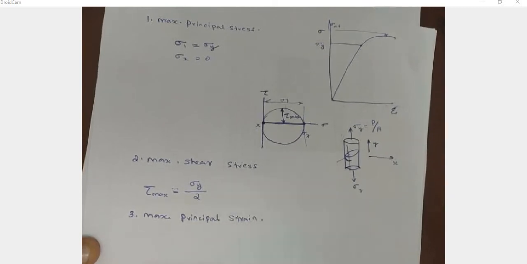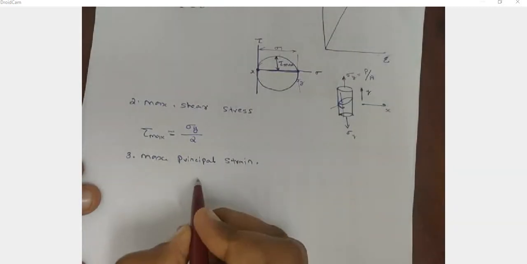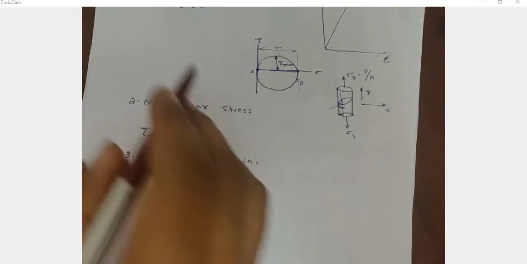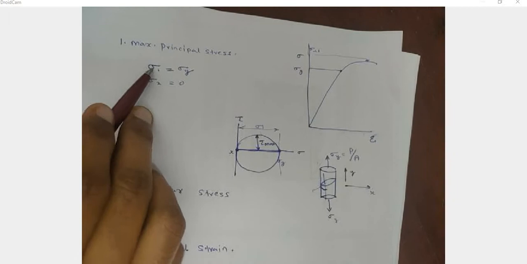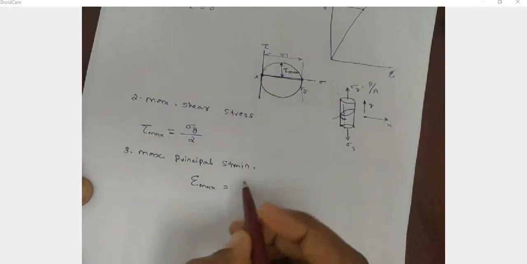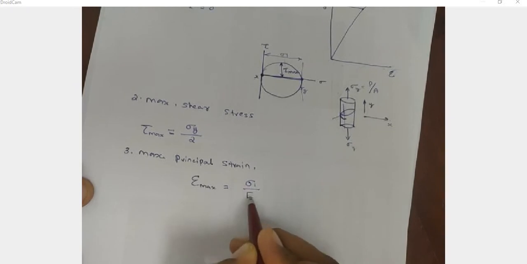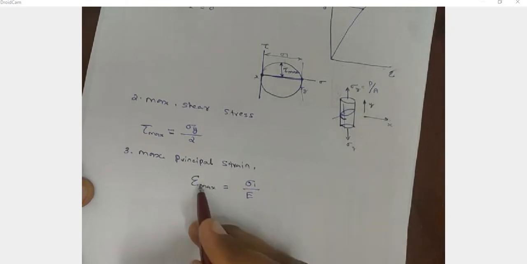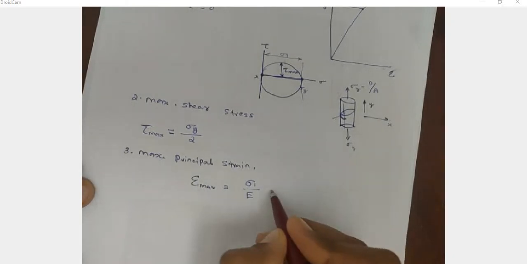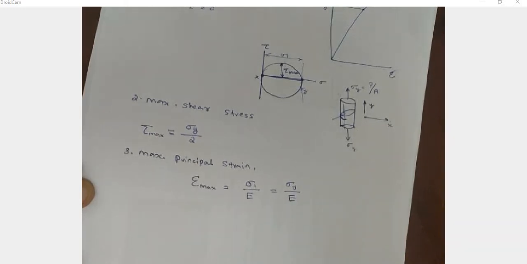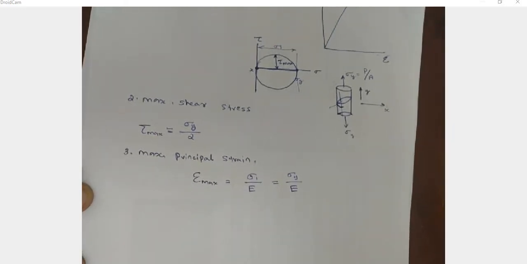Next one is maximum principal strain. What is the maximum principal strain? It's very easy. If we know the maximum principal stress, that is sigma 1, we already calculated sigma 1. That is equal to sigma y. So strain is equal to sigma 1 by Young's modulus, since stress by strain is equal to Young's modulus. So strain is equal to sigma 1 by E, which in this case is sigma y by E. That is the maximum principal strain.